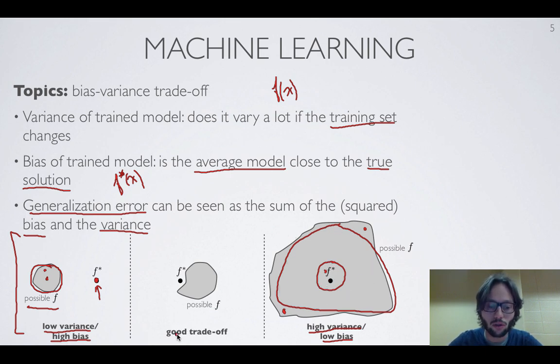So the best thing to do would be to explore a trade-off between low variance, high bias, and high variance, low bias. And so we have a trade-off here, which seems fairly reasonable. I have a bias because the average case is not close to f star. And I have some variance. This region here is bigger than that region here. However, I see that for different training sets, I'm always fairly close to what the true solution, f star, might be.